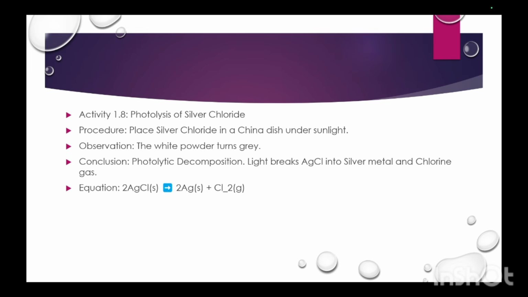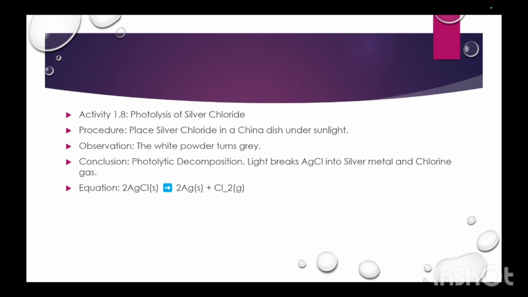In this photolysis of silver chloride, the procedure is to place the silver chloride in a china dish under the sunlight. Silver is a costly item, so you should put it in the china dish. But do not think you will go to China for the sake of the dish. It's not about China; a china dish means it is made of clay. The silver chloride should not react with the dish or utensil in which you are putting it. This dish is made of clay.